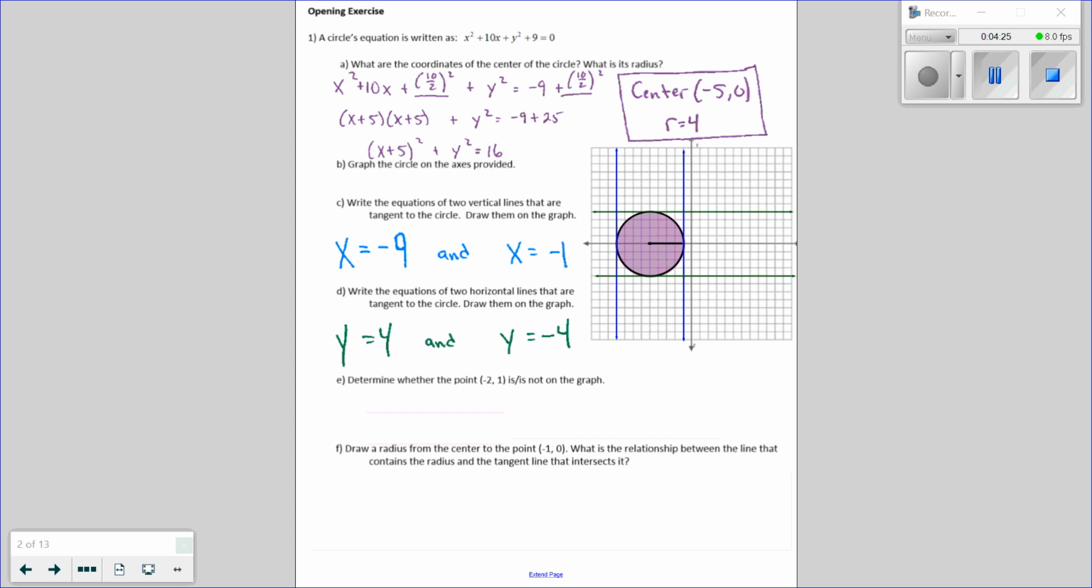Next thing we're going to be doing is to determine whether a point is or is not on the graph. So what we do is just simply substitute in our numbers, x is negative 2, y is 1, plug those numbers into our equation and see if the equation will check. So take a minute, plug the numbers into the equation at the top of the page. Negative 2 goes in for x, 1 goes in for y. Plug it into your calculator or mental math and see if they are equal. See if it checks.